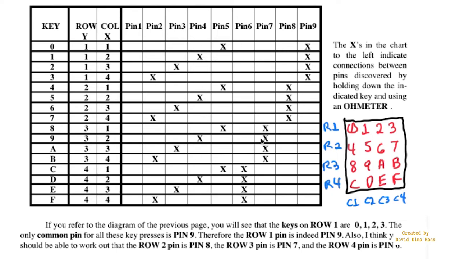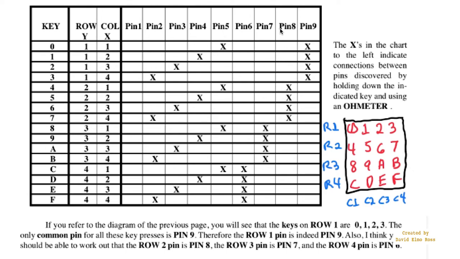So once this chart is complete, then you can start analyzing and figuring out which is my row 1, my row 2, row 3, row 4, and column 1 through 4 as well. Now if you notice here, row 1 has 0, 1, 2, 3. So these are the pins here that are connected when you hold those down. So this pin 9 is then the row 1 pin. You notice here we have 4, 5, 6, 7. The ones that are common there are these.